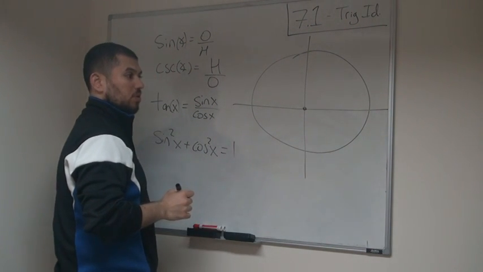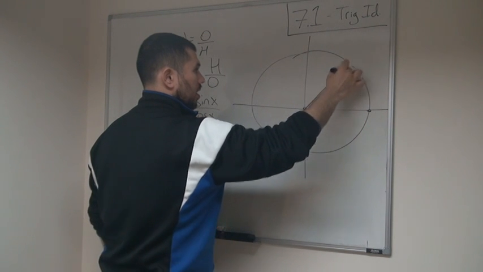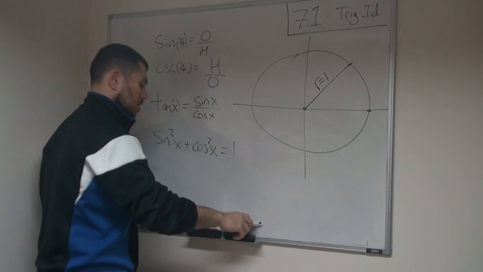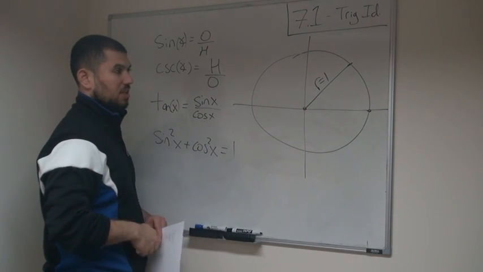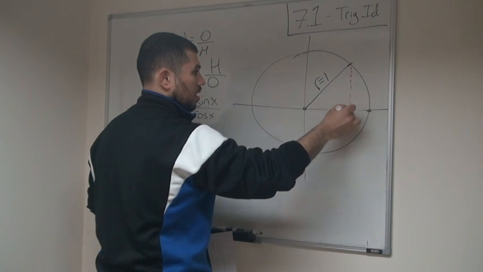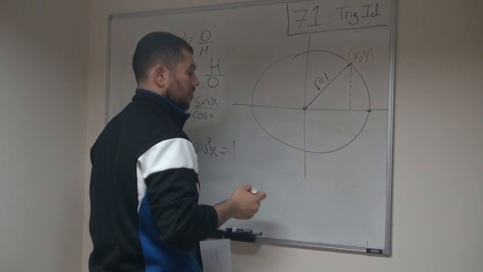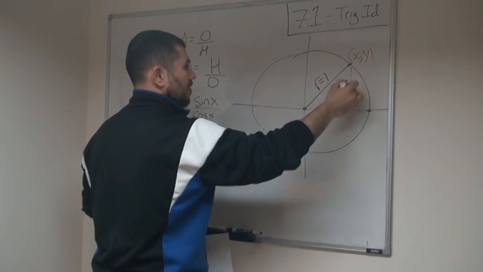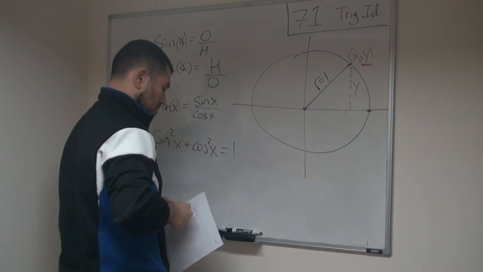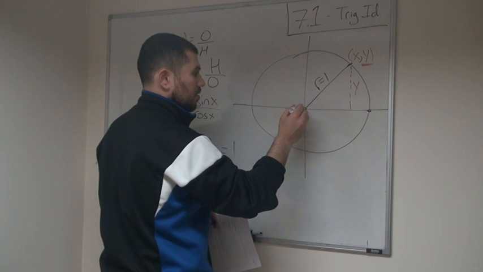Assume we have our unit circle of radius 1, right? And there we go. I have a radius equal to 1. Now, as we discussed in the unit circle section, the point here, x comma y, right, will have a y value and an x value.